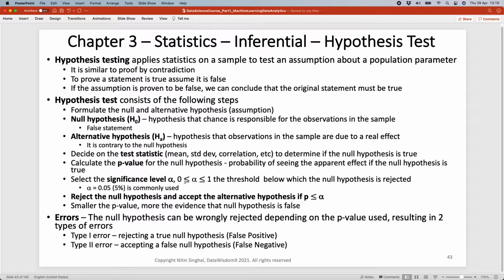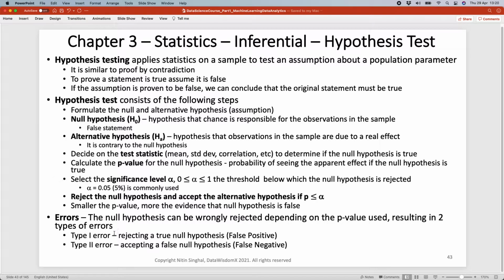And this is again variable, so you can check 1%, 5%, 10%, whatever you feel is the right conditional value for your probability, below which you will reject your null hypothesis. Generally, 5% is a common value. Now, there are a couple of errors which you need to be aware of when you're performing null hypotheses.